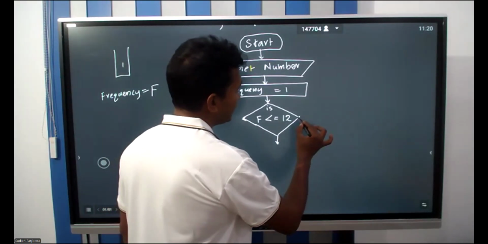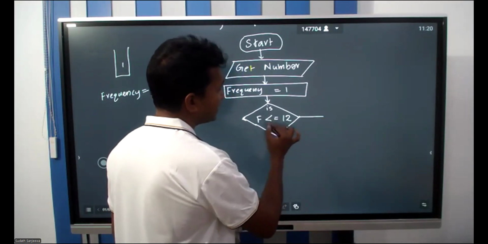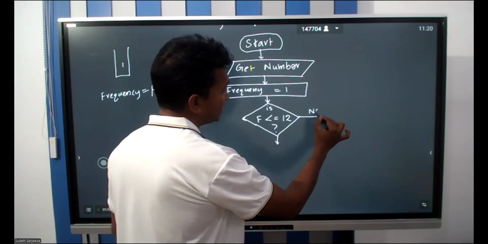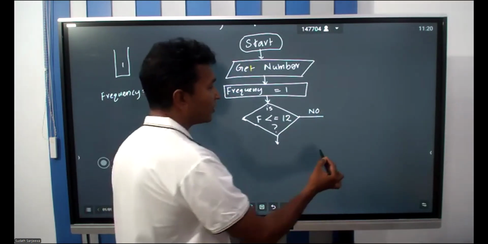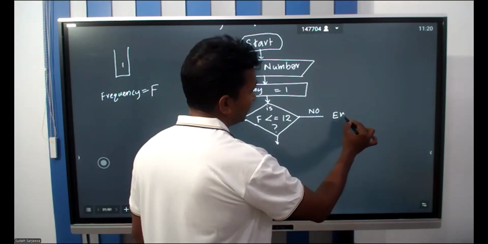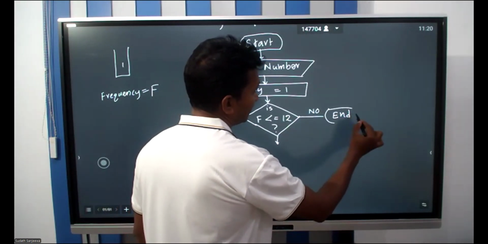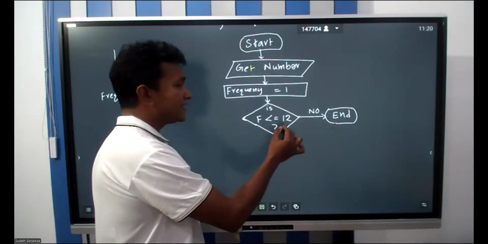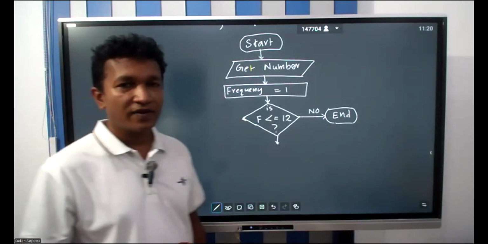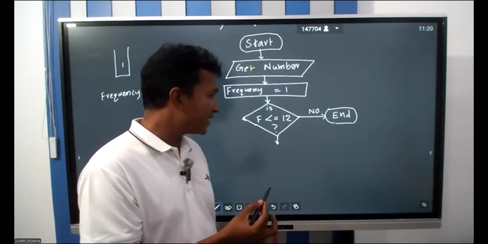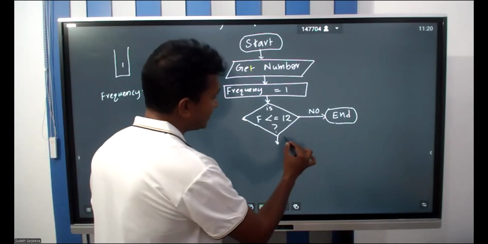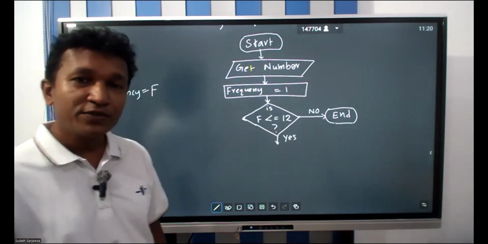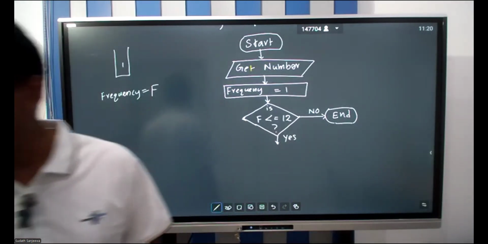Right? If it is greater than 12 means this condition is false. If it is no, we have to end our program. We are not going to do anything if this is greater than 12. But if it is less than or equal to 12, we are going to do something. If it is yes, what are we going to do? We are going to display something, right?